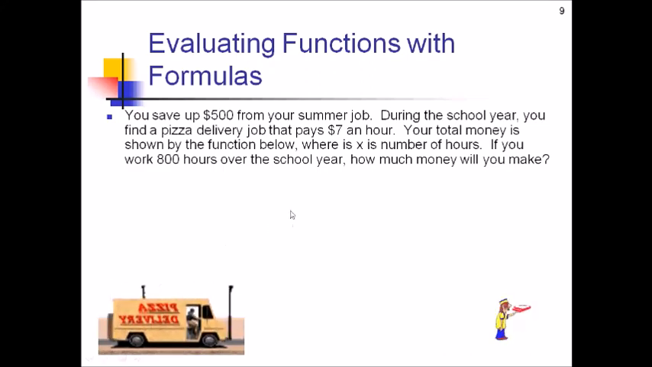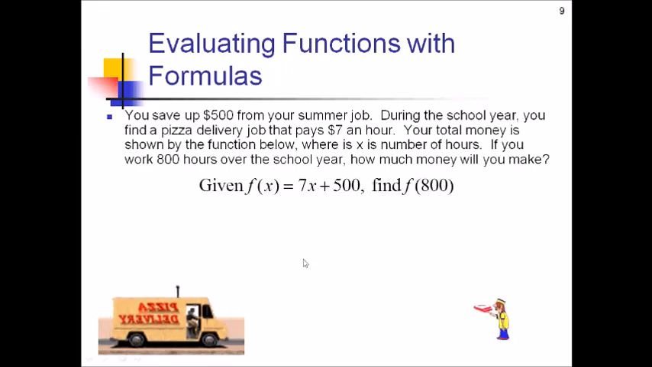So now we're going to take a look at evaluating functions with formulas, and we're going to do this in the context of a real-life problem. Let's say you're saving up $500 from a summer job, and during the school year you find a pizza delivery job that pays $7 an hour. So your total money is shown by the function below, where x is the number of hours. So we have $500 from your summer job, $7 per hour, each hour is an x here. If you do 7 times the number of hours plus 500, you should get how much total money you have.